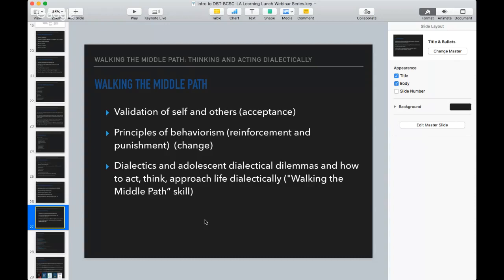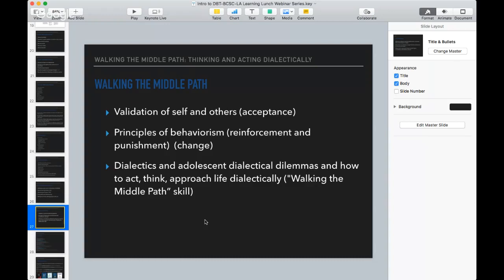Is the kid smoking weed and it's affecting their school and their ability to concentrate, and the parents are saying, oh, that's fine, all kids do that, they all try weed here and there. So those are the two extreme examples. But this module teaches about these dialectical dilemmas.